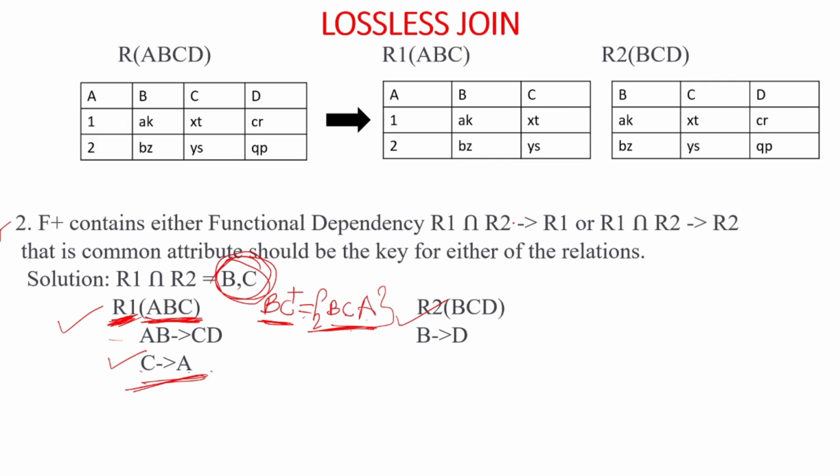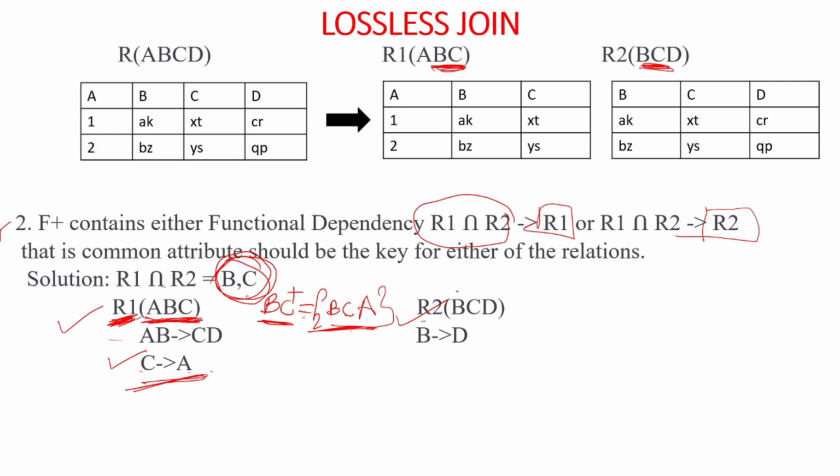Whatever common attribute you get from R1 intersection R2 should be the key of either the R1 or R2 table. Now we saw the common attribute we got is BC. Here BC is there, and in R2 also BC is there. So BC is a common attribute, so R1 intersection R2 is BC. Now we have to find whether BC can be a key for R1 or R2. We can see that BC is a key for R1, because if you find the BC closure, we get ABC, all the attributes of R1. So BC is definitely a key for R1. So the second condition is also getting satisfied.